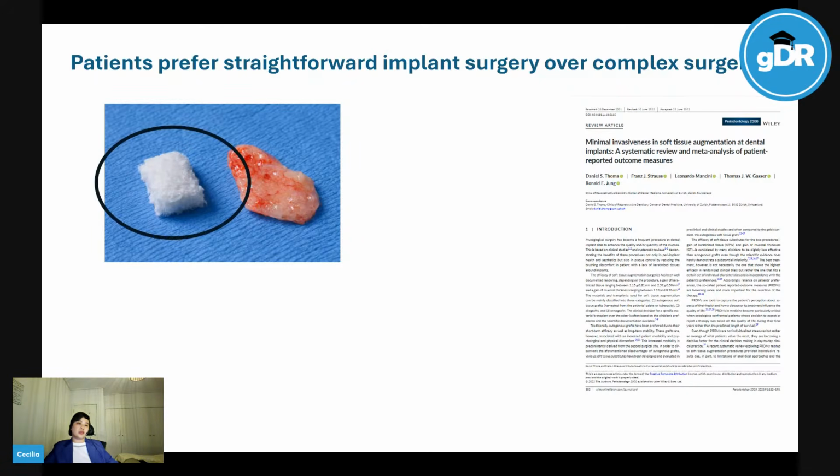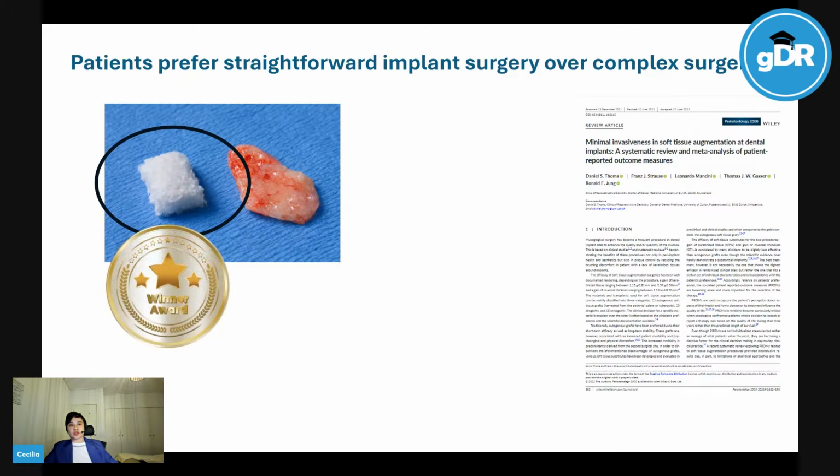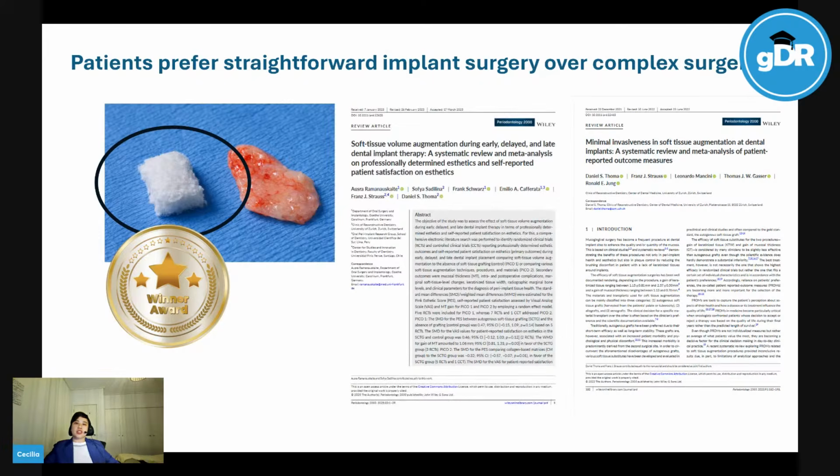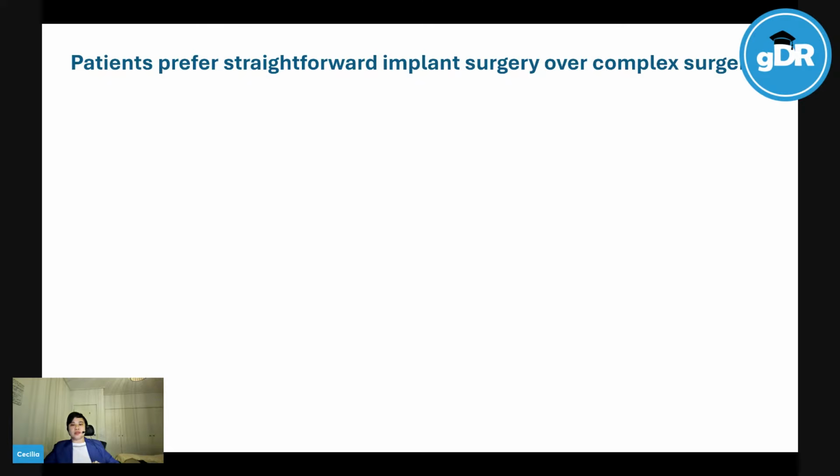Okay, and this is what bone graft looks like. It's made of bovine bone, so it's cow bone. And this is what soft tissue looks like if you basically take some keratinized tissue or soft tissue from a donor site and use that for grafting. Okay, so generally speaking, patients like simple. So just keep that in mind for your treatment planning. Okay, keep it simple.